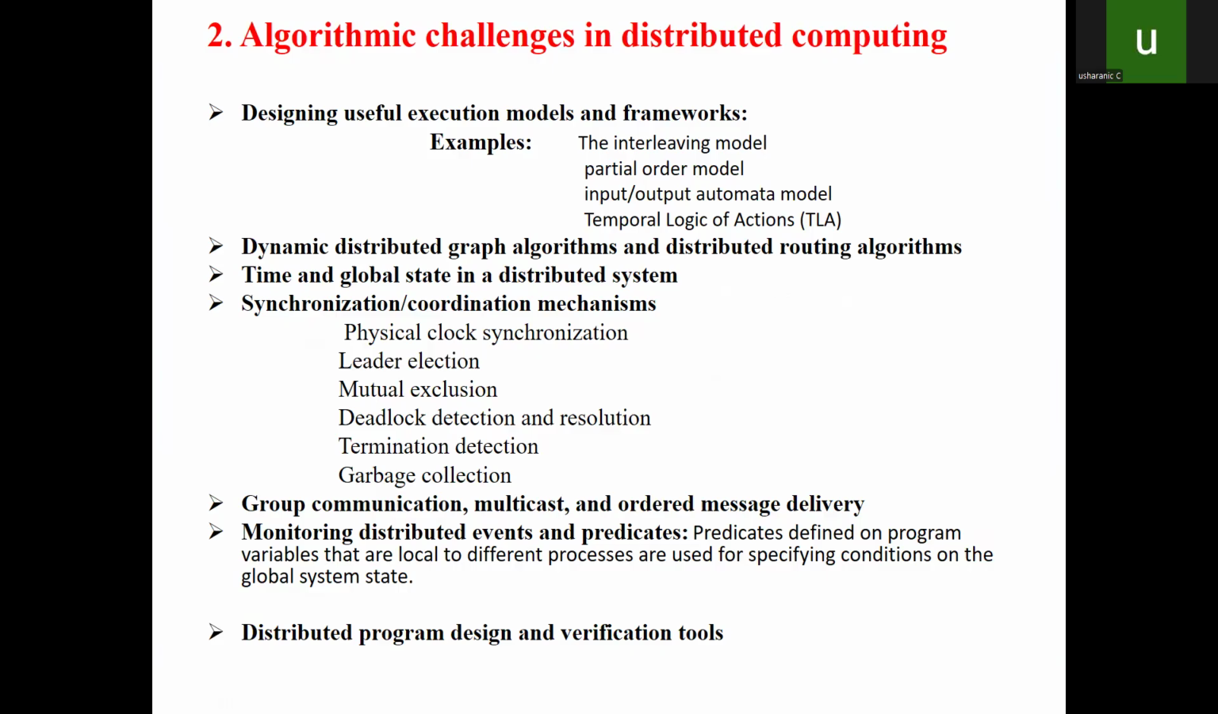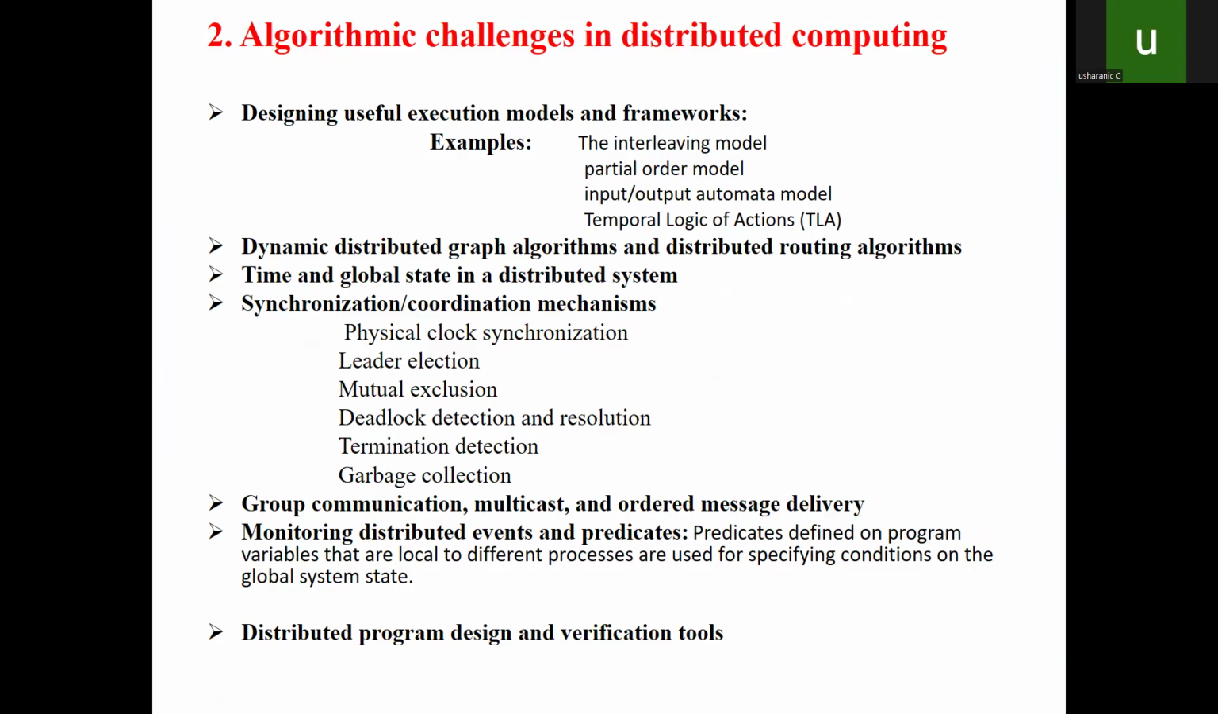Here the formal models are used for distributed computation. The first ones are the interleaving model, the partial order model, the input and output automata model, and TLA, that is the temporal logic of actions. This can be used in OS. And the next one is dynamic distributed graph algorithms and routing algorithms.